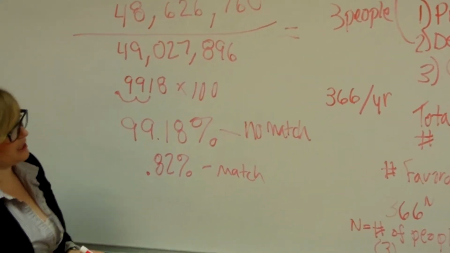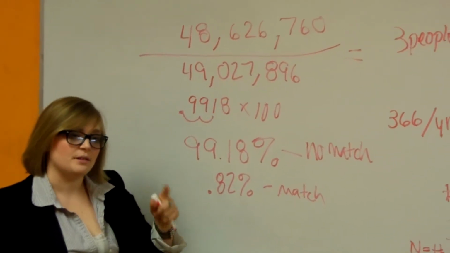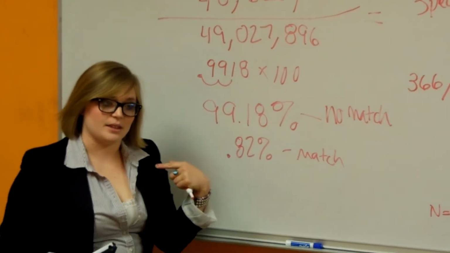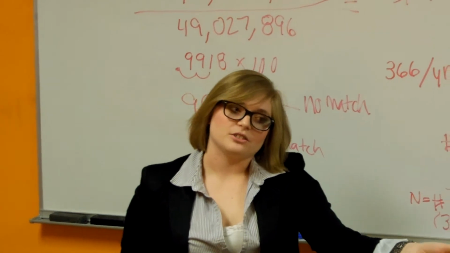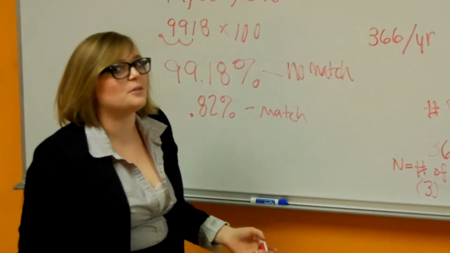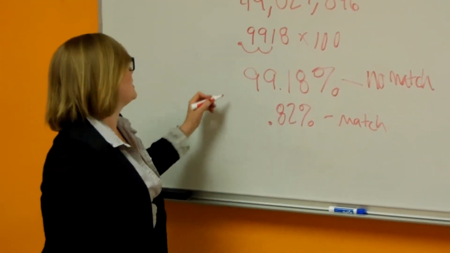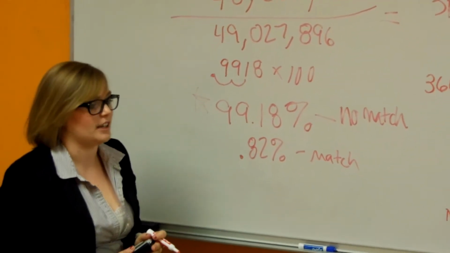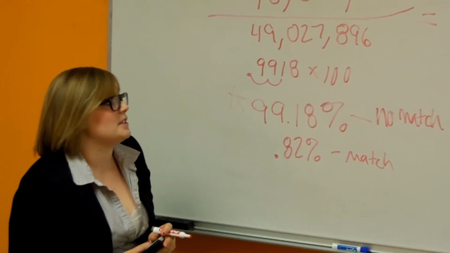All right, so we're using 3 people in this: myself, Mallory, and Danielle. You are August 16th, and I'm May 30th, and we know that you are July 30th. So unfortunately, there's no match, which means we fall under the 99.18% chance of not having a match. So there you have it.